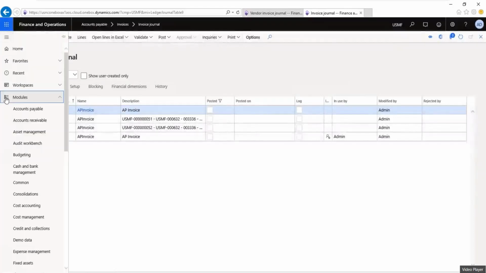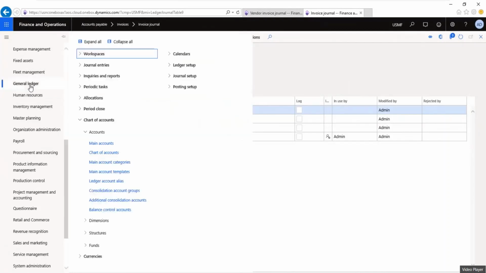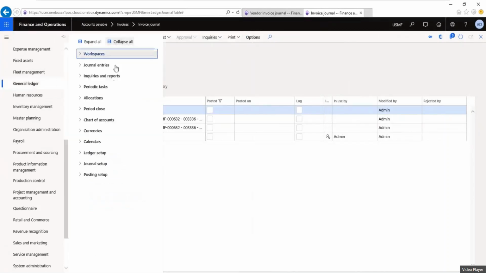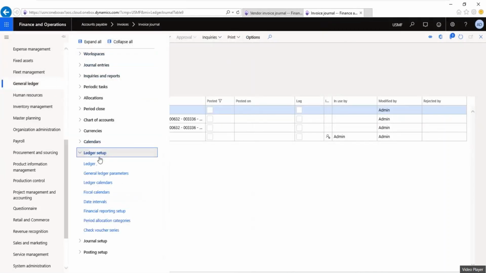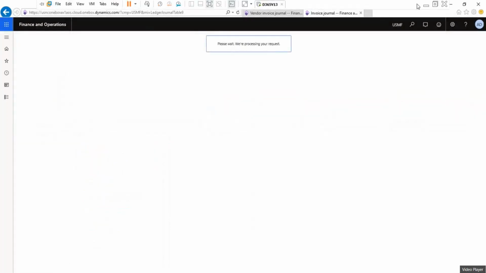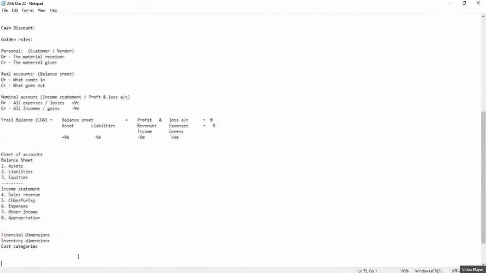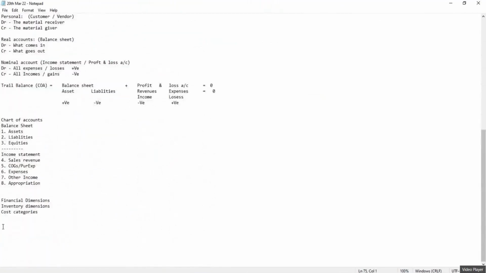The most important is general ledger, collapse all, ledger setup, ledger. Let me write down the path. Our most important path is ledger.